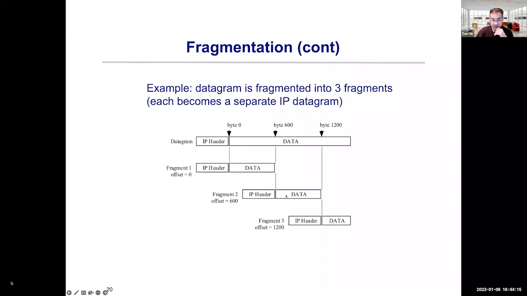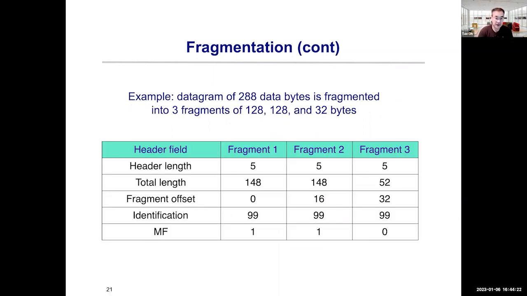So here's the data. Here's the IP header, okay? An example of data of 2888 bytes is fragmented into three fragments. I would say 128, 128, and 32 bytes. So header length is 5, okay? That's pretty consistent. It doesn't change. Total length depends on the fragments: 120, 128, 38.